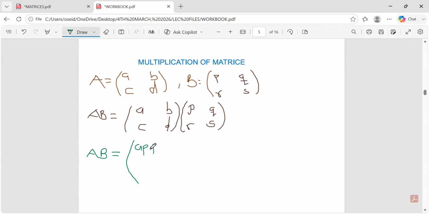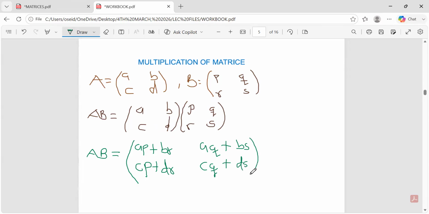plus B times R. Then A times Q plus B times S. Then we have C times P, so you're going to get C times P plus D times R. Then you take C times Q plus D times S.